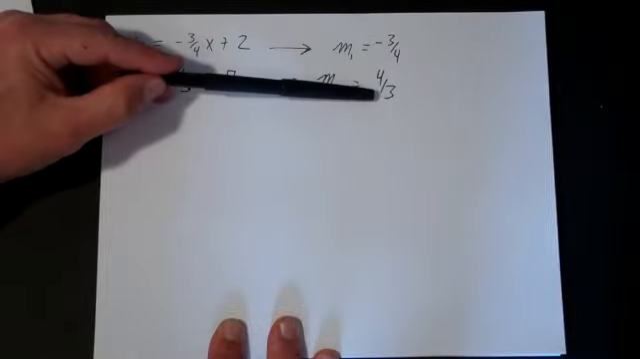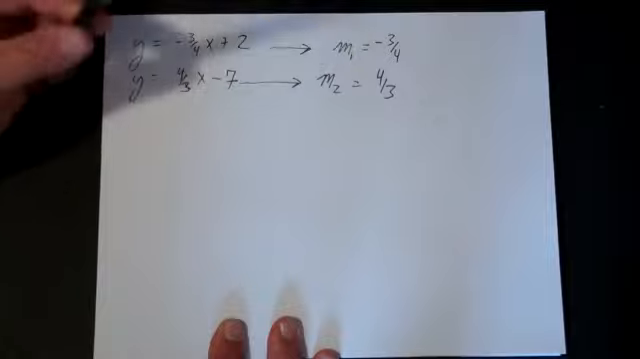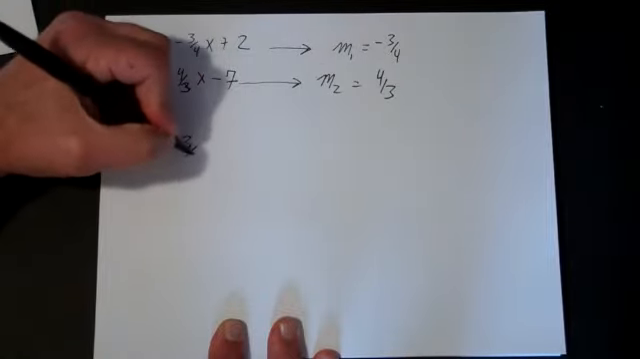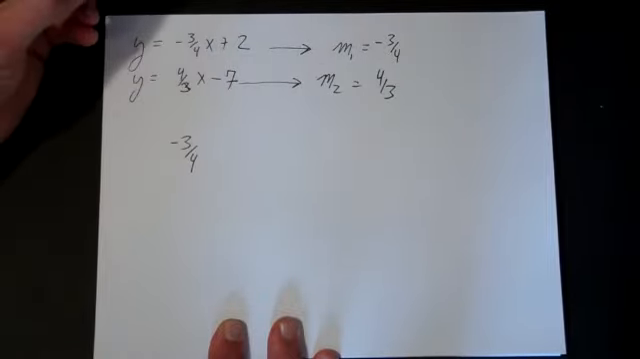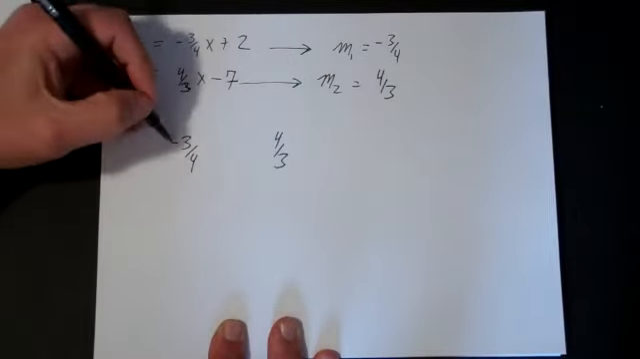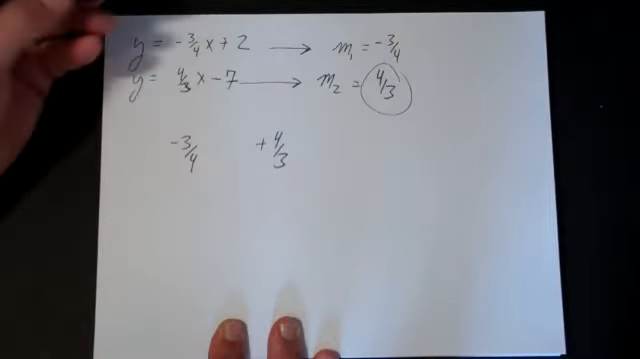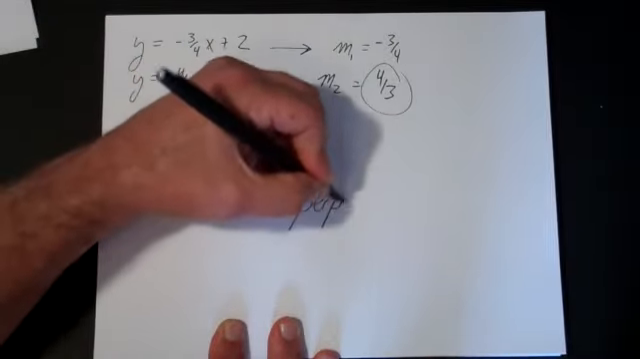Are these the same slope? They're not, so they're not parallel. Let's see if one is the negative reciprocal of the other. So minus 3/4 is the first slope. Let's flip it, 4/3, and change the sign. So it's a negative, so it becomes a positive. Is that the slope of the second line? It is, so we say these lines are perpendicular.